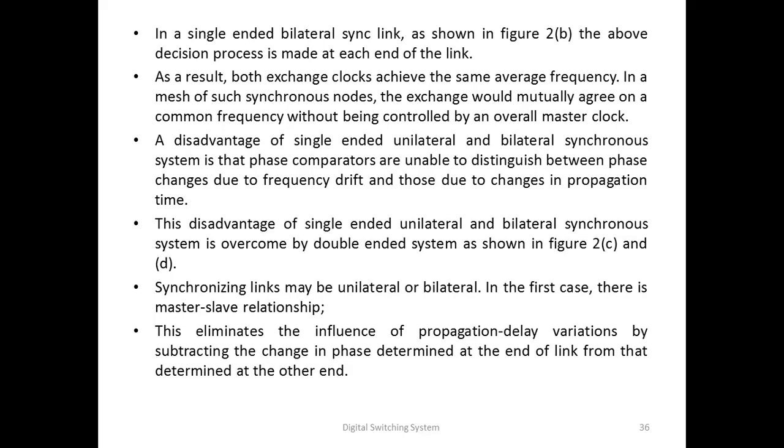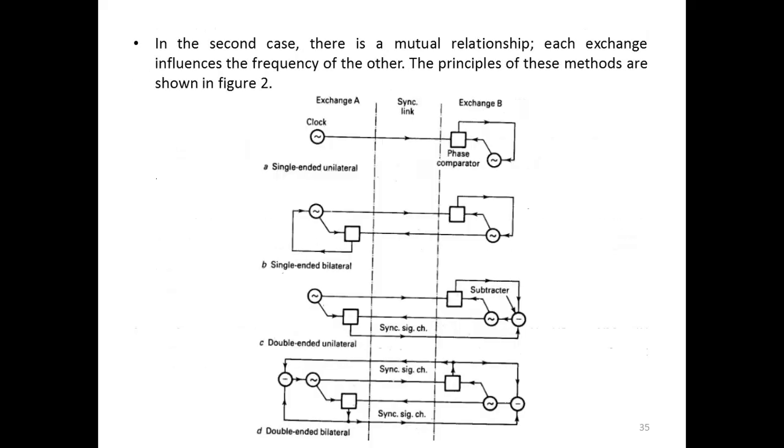A disadvantage of single-ended unilateral and bilateral synchronous systems is that phase comparators are unable to distinguish between the phase changes due to frequency drift and those due to changes in propagation time. This disadvantage is overcome by the double-ended system, as shown in figures C and D.